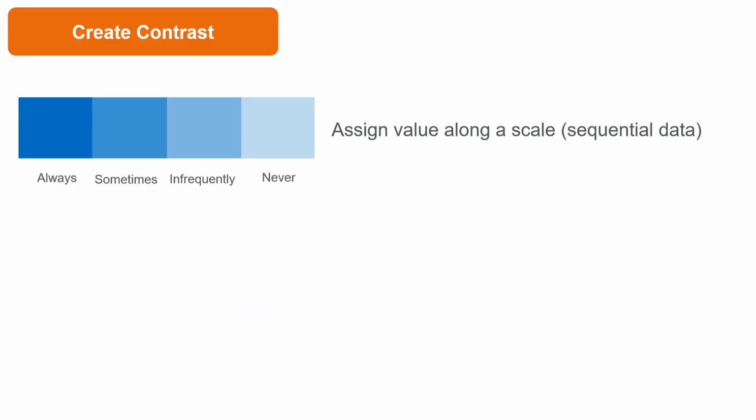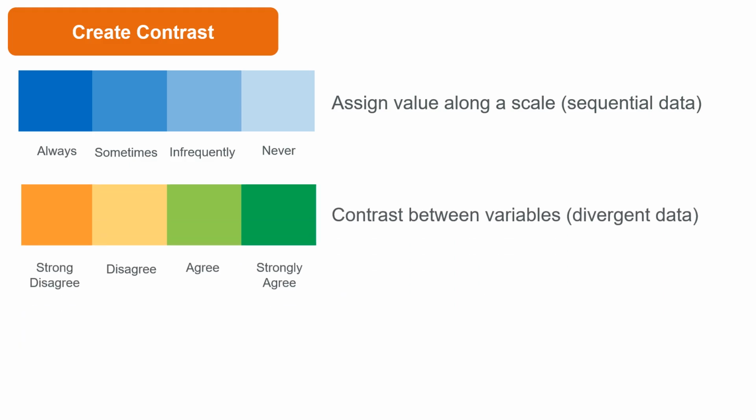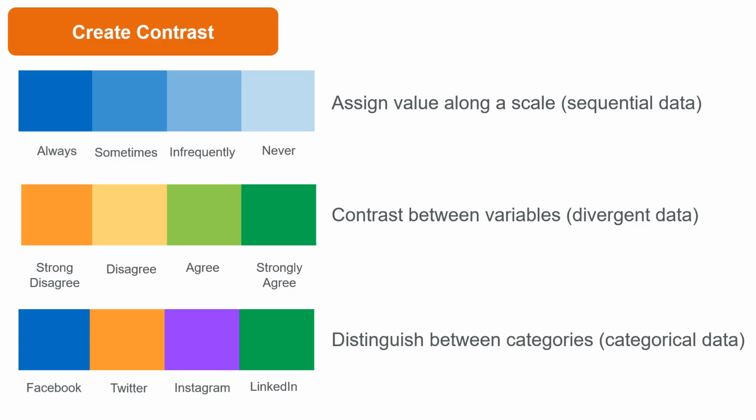Let's look at some other ways we can use color. One is to assign color along a scale, which we might do if we have sequential data from something like a frequency scale. We can also create contrasts between variables, which we might do if we have divergent data from something like an agree to disagree Likert scale. And lastly, we can distinguish between categories if we have categorical data, such as social media use.